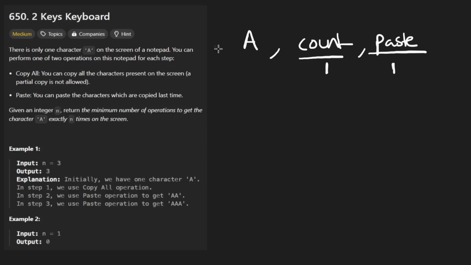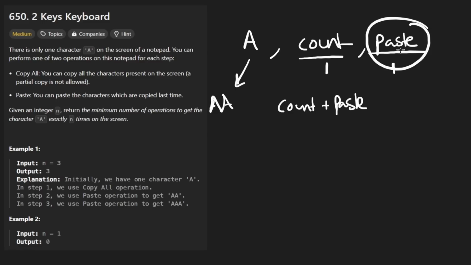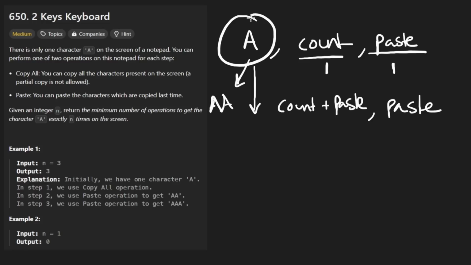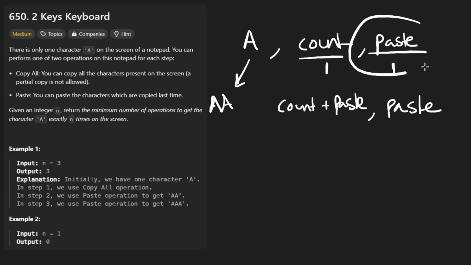So then there's a couple choices. We could paste, which would get us to 2 A's, so that would cost one move to paste, and it would increase the count by whatever is currently in the clipboard. So it would be count plus the clipboard size, and the clipboard would stay the same. So this would be that new state. Now the other choice, which doesn't really make any sense when we start here, would be to not just paste, but to actually copy. Well, initially we've already done that here, so let's make that decision down here.